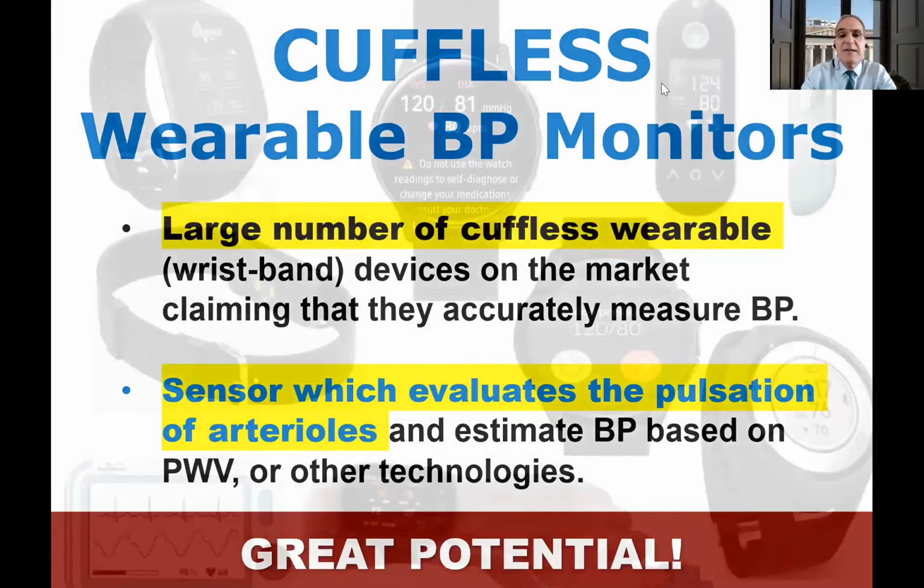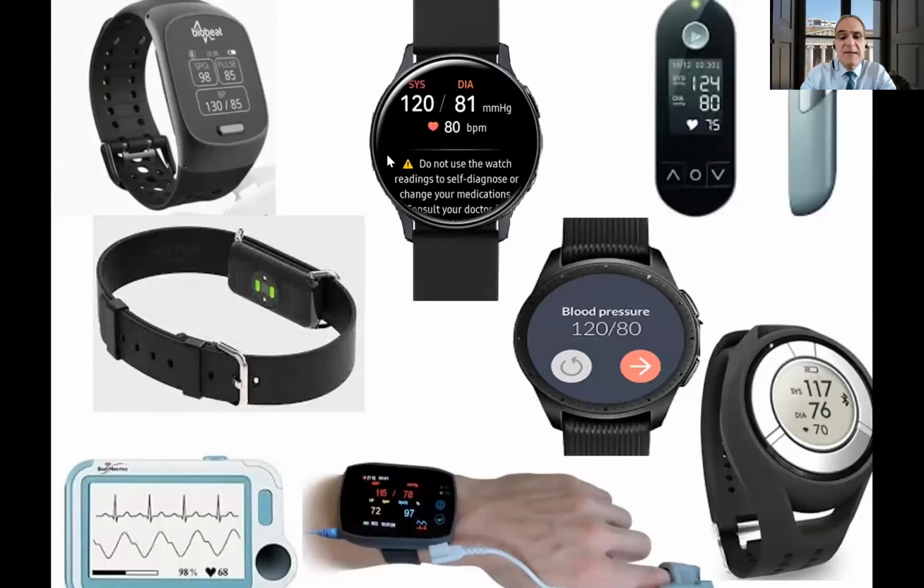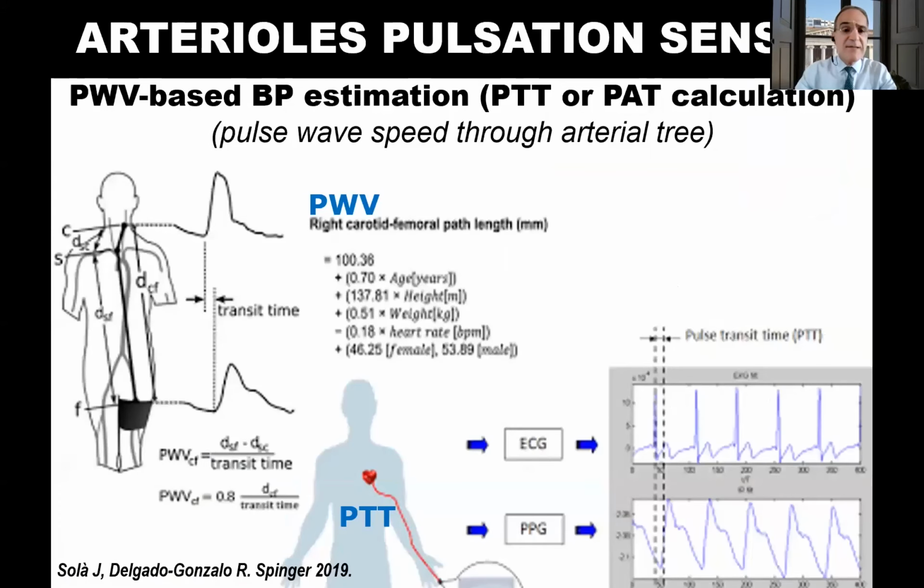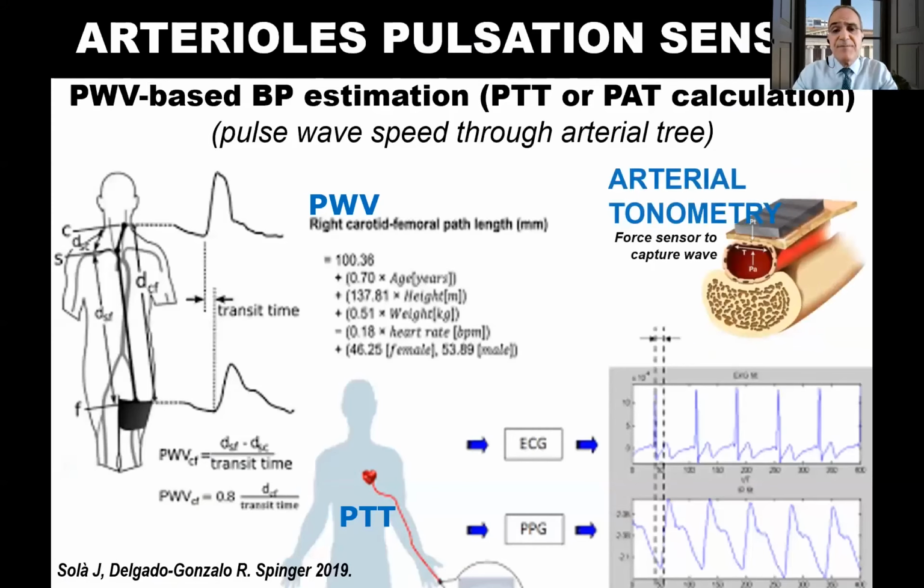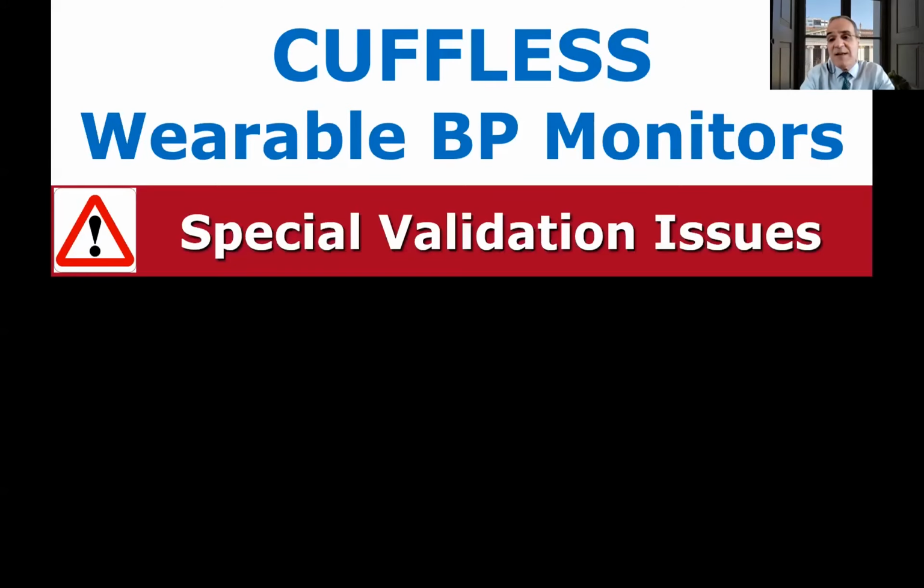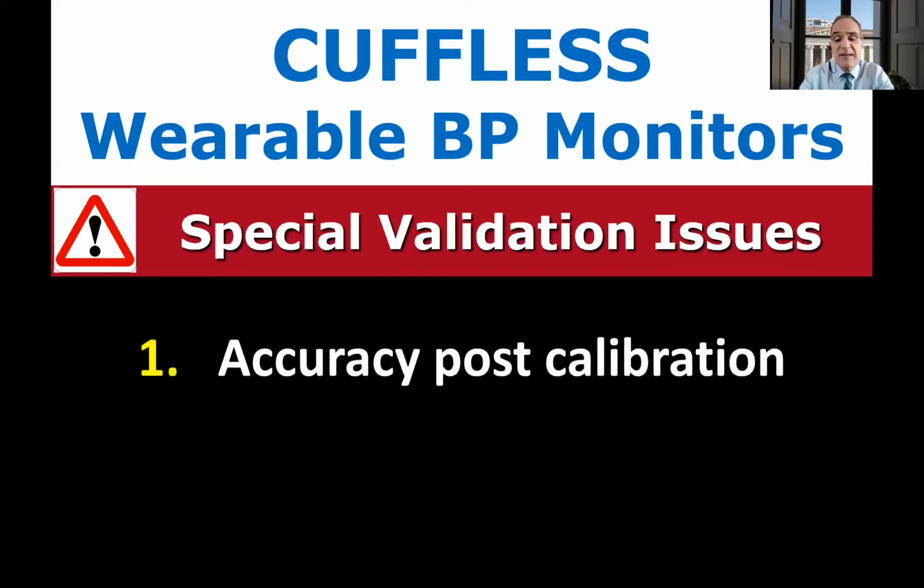And there are several devices. This is the Samsung device. This is the Actea device, and the FreeScan device, different devices. Very interesting, very challenging technologies. And most of them use pulse wave-based estimations. Some of them have arterial tonometers, but they are different devices. They have special validation issues, which we only recently recognized.